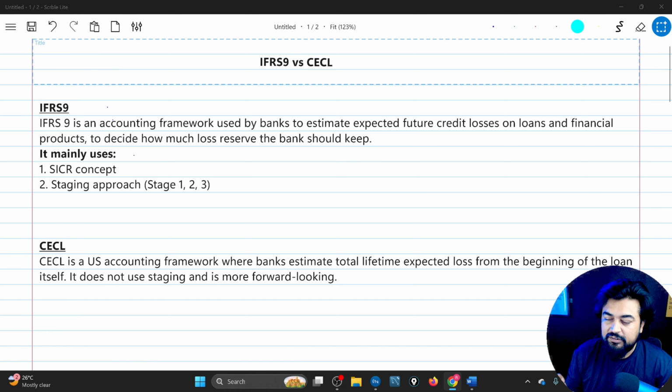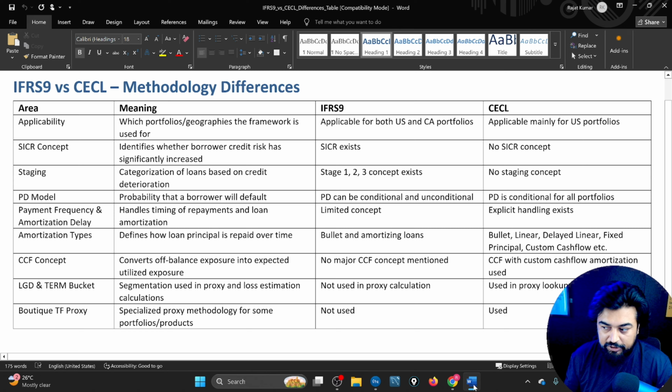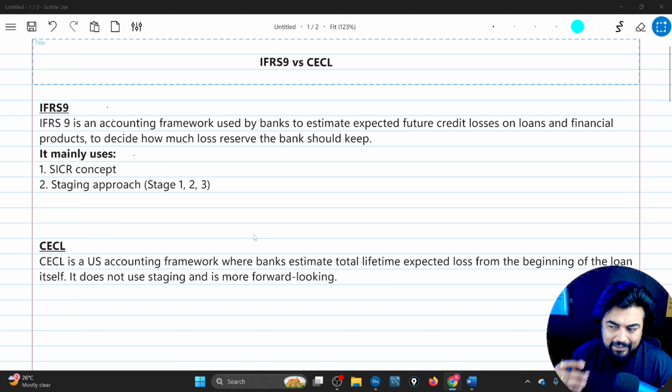Now, obviously, first thing, let's talk about them individually. Then we'll go to the differences, because I do have a file where we'll talk about the differences in a while. But before that, let's try to understand each of them 101. Okay, so let's talk about IFRS 9 first.